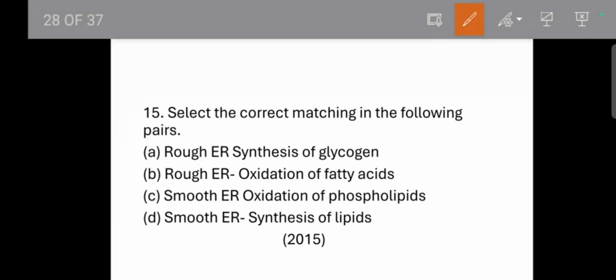Now the 15th one: select the correct matching in the following pairs. Rough endoplasmic reticulum, synthesis of glycogen. Sorry, this is the wrong one. Rough endoplasmic reticulum, oxidation of fatty acids. Smooth endoplasmic reticulum, oxidation of phospholipids. Sorry, this is the wrong one. Smooth endoplasmic reticulum, synthesis of lipids. This is the right statement, also described in the NCERT.